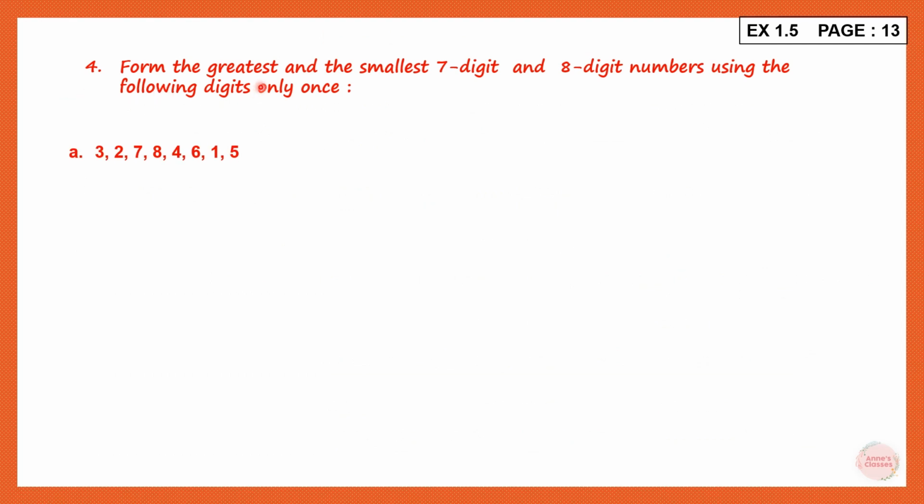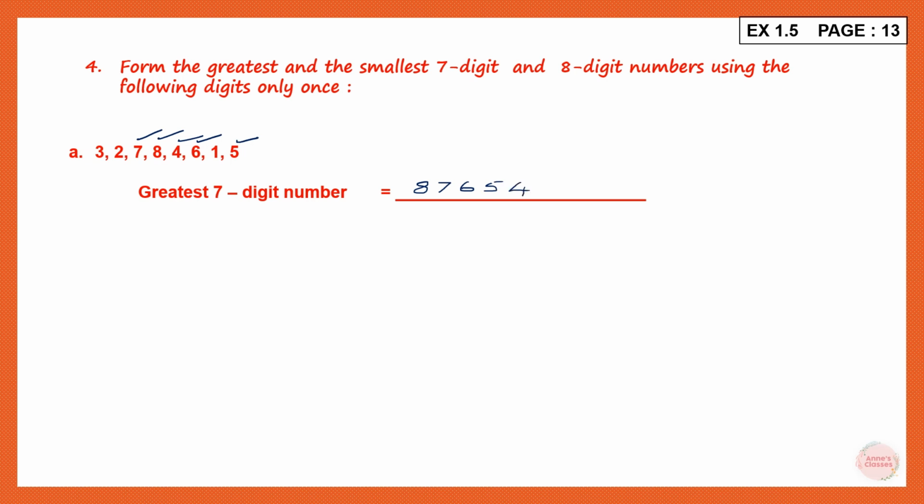Question 4. Form the greatest and the smallest 7-digit and 8-digit numbers using the following digits only once. So we have to use these digits only once and form the smallest and the greatest 8-digit numbers. So let's do that. Now to form the greatest 7-digit number, we pick 7 of the largest numbers here. So start from the greatest number, that is 8. So first we're going to take 8. So let's write 8 here. And then we have 7, 6, 5, 4.